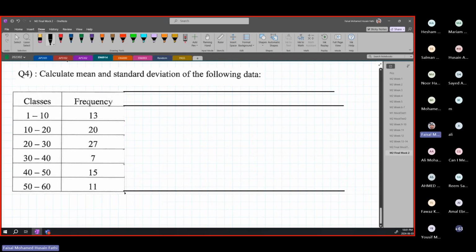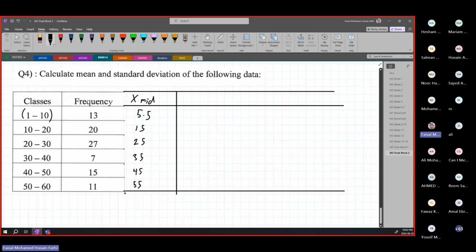Okay, so the first thing you're going to find is x midpoint. All right, x midpoint is 1 plus 10 over 2. Okay, that is going to be your x midpoint. So 1 plus 10 over 2, that is 11 over 2, which is 5.5. This is going to be 15. This is going to be 25. This is going to be 35. This is going to be 45. And this is going to be 55. The middle number between these two. And you don't even need to calculate if you know how to do it directly. So this is the first thing you do.